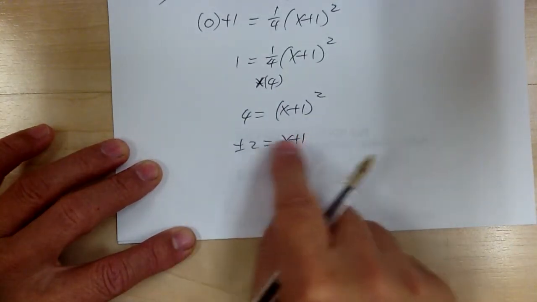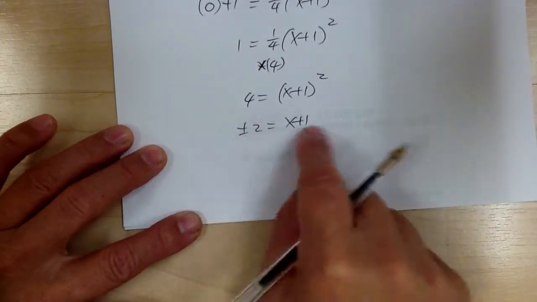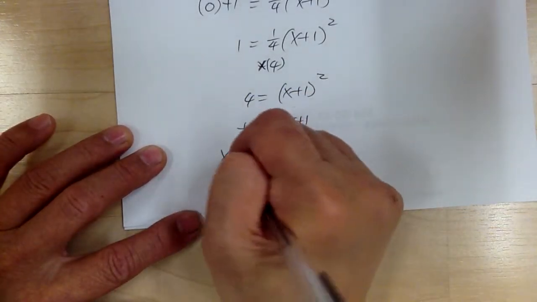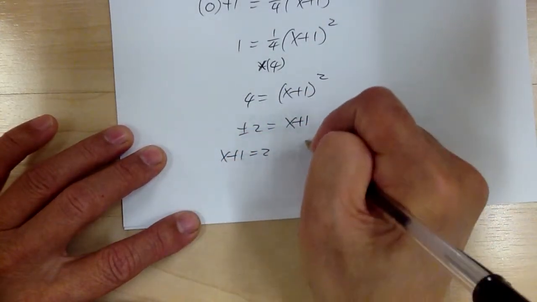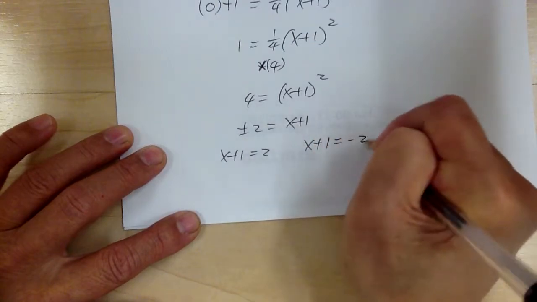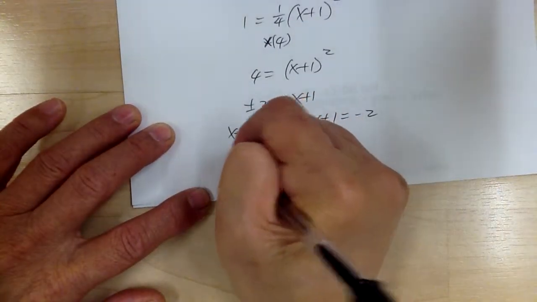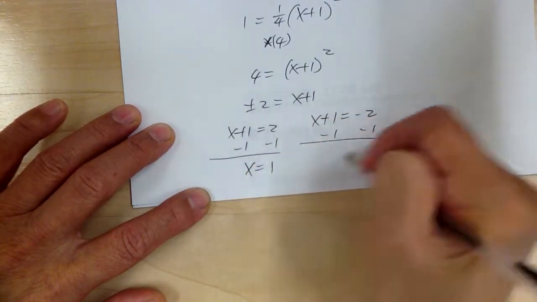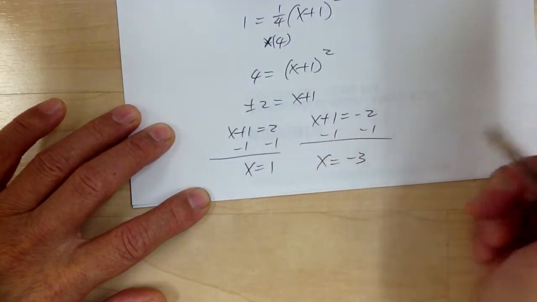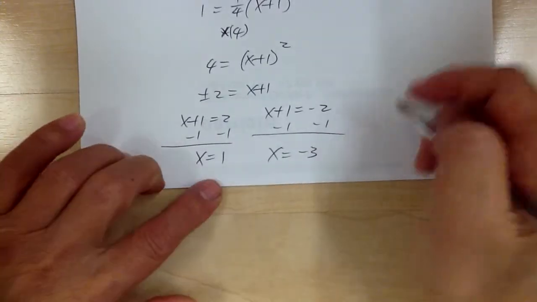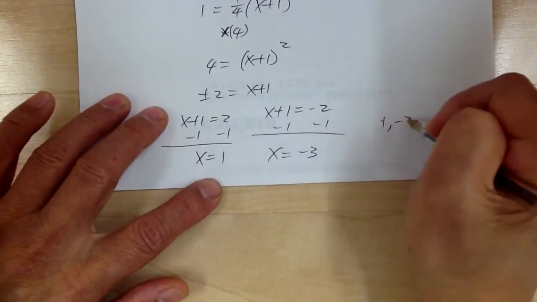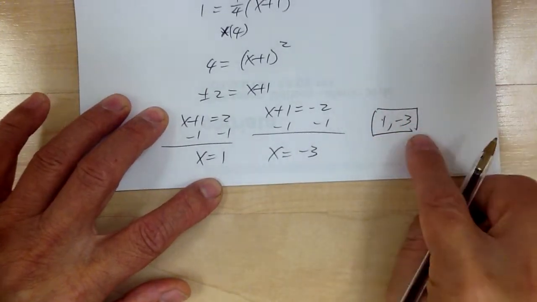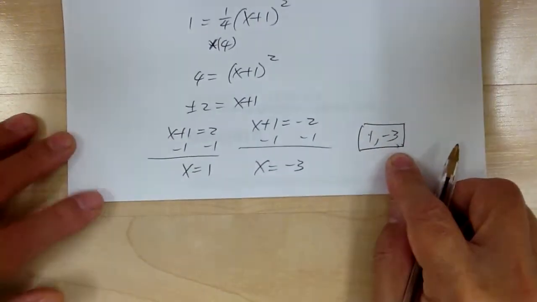After I take the square root, I'm going to separate the plus from the minus. So I get x plus 1 equals 2, and x plus 1 equals -2. To solve, I just subtract 1 on both sides, so I get x equals 1, and subtracting 1 on both sides, I get x equals -3. So my x-intercepts would be 1 and -3. Okay, so those are the x-intercepts.